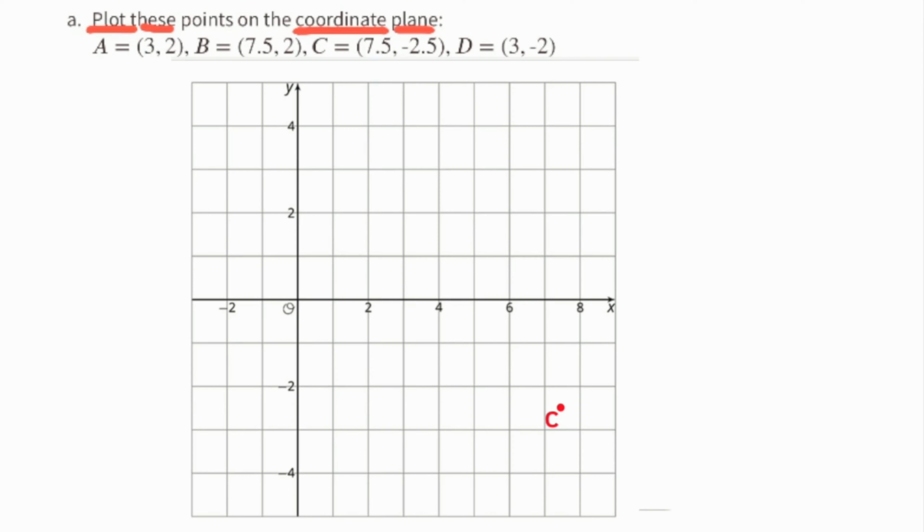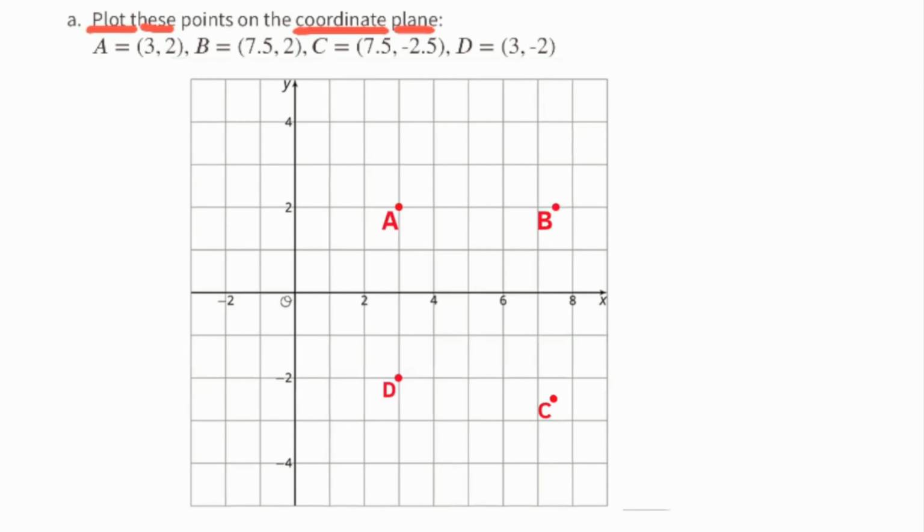D. The coordinates for point D are 3 and negative 2. This means you're going to start at the origin, move to the right along the x-axis 3 units, then down vertically 2 units. This is the location you would plot point D.